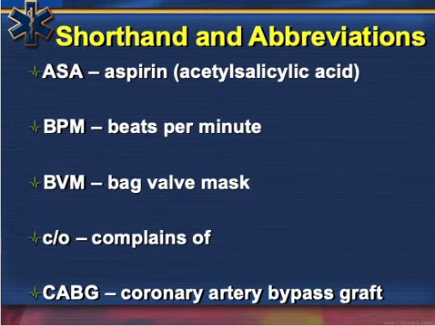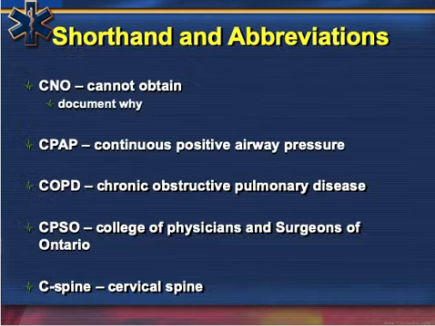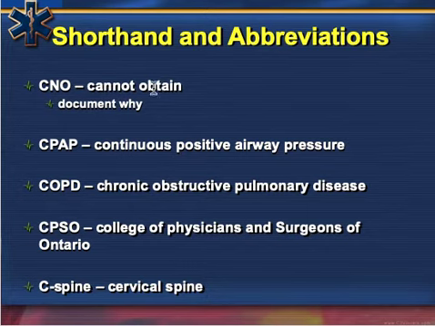Now what we're going to do is look at just a series of different abbreviations and a little bit of shorthand that comes up frequently for paramedics. So the first one we're going to talk about is ASA, which refers to aspirin, otherwise known as acetylsalicylic acid. BPM refers to beats per minute. BVM refers to a bag valve mask. So this one, again, likely familiar to most of you at this stage. C/O means complains of. CABG, all capitals, refers to coronary artery bypass graft. CNO means cannot obtain.